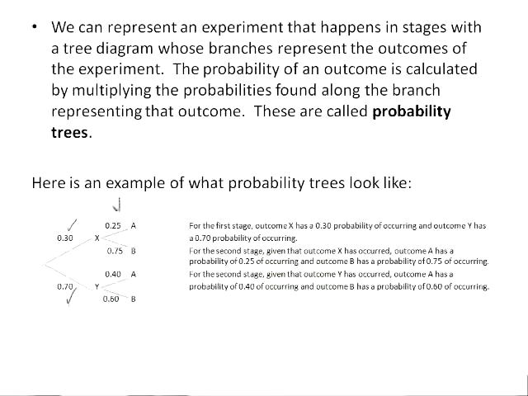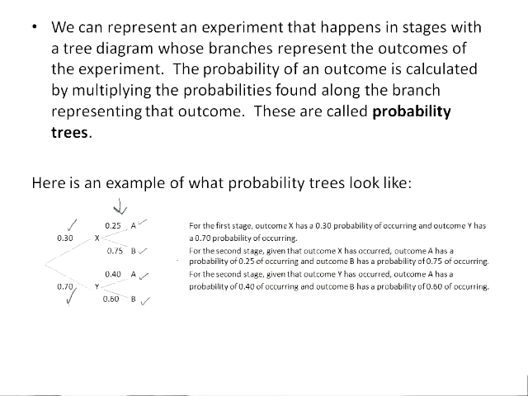Now these branches here represent the second stage. For this second stage, given that outcome X has already occurred, outcome A has a probability of 0.25 of occurring. Outcome B has a probability of 0.75 occurring. Also for the second stage, if we know that outcome Y has occurred, then outcome A has a 0.4 probability of occurring, and outcome B has a probability of 0.6 occurring.